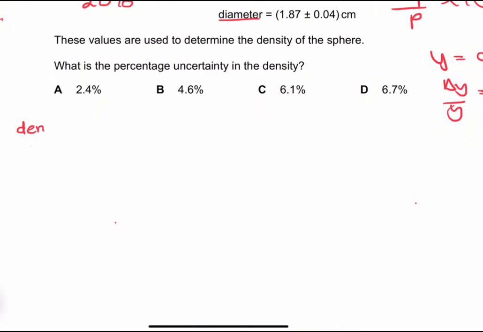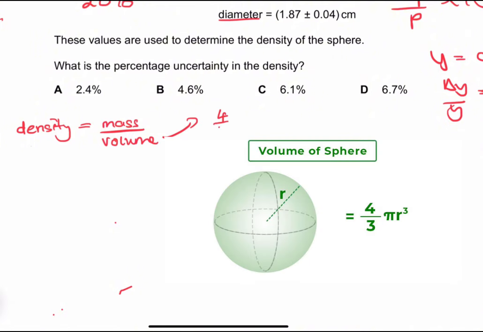Density is the mass per unit volume. So if you find the units of mass and express the uncertainty of mass and the uncertainty of volume, you'll be able to find the uncertainty in your density. But the volume of a sphere is 4 over 3 pi r cubed.